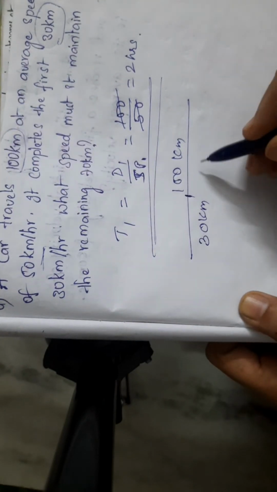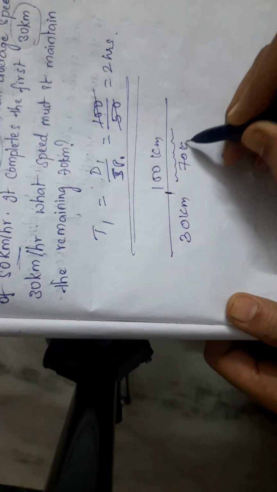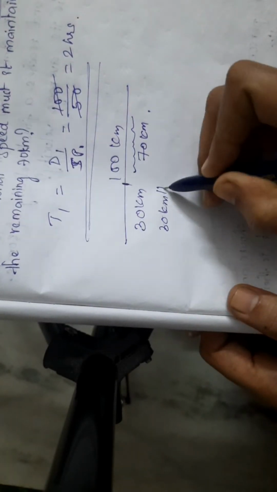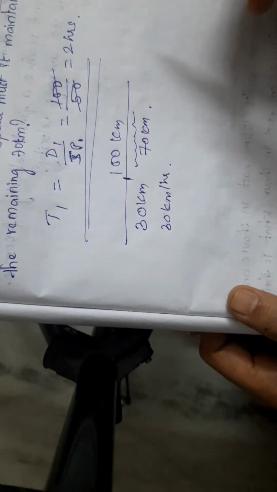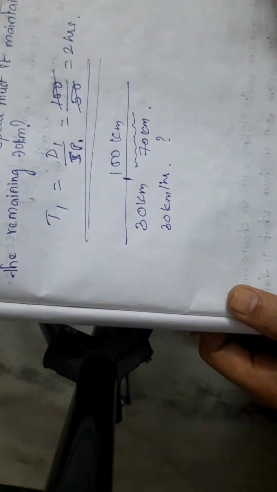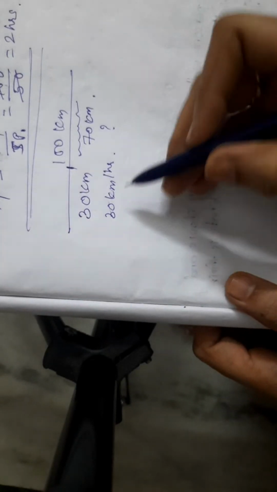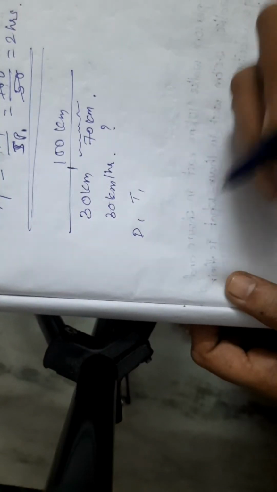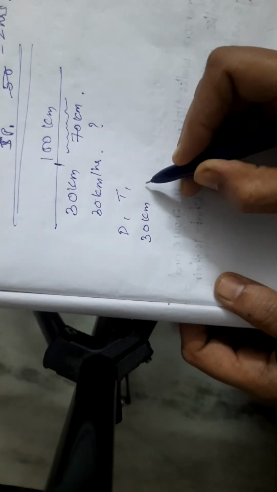So 100 minus 30, the remaining half will be 70 kilometer. The first half, it travels with 30 kilometer per hour speed, and the second half speed is not given. This we need to calculate. So let's move with D1, T1, it travels 30 kilometer within 1 hour.